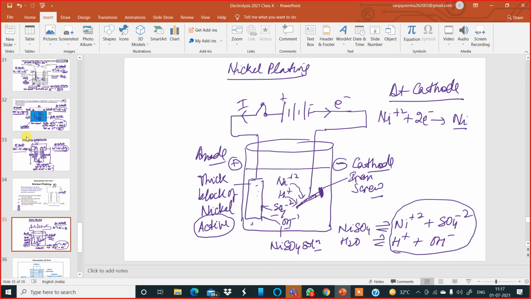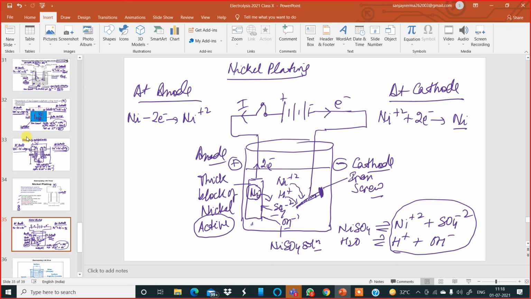Rather, what will happen at the anode? The nickel metal on the surface over here will lose two electrons. After losing the electrons, it will move up like this, towards the DC battery. It will form nickel ions and jump into the solution over here. So one nickel is depositing over here, and one nickel ion is being formed.